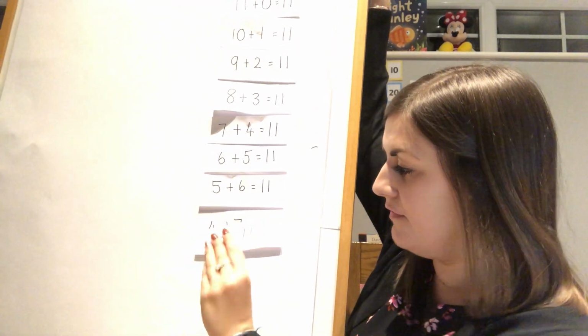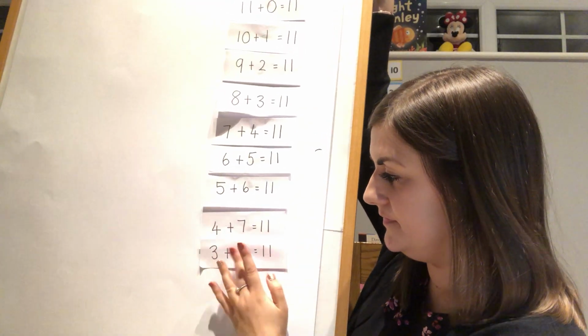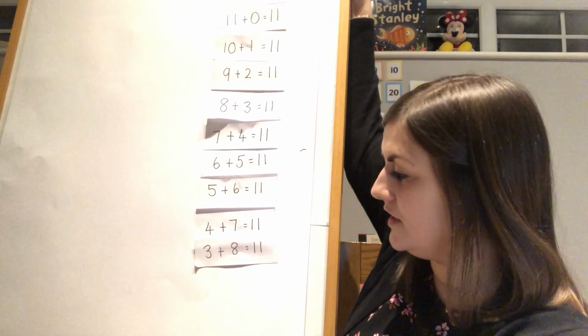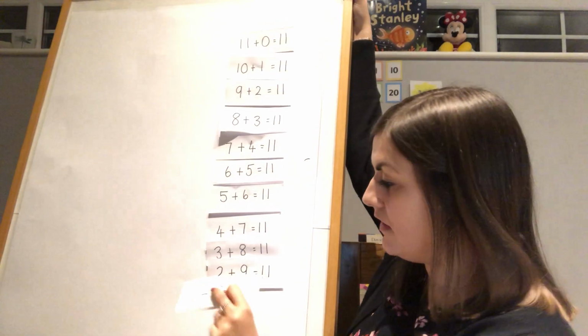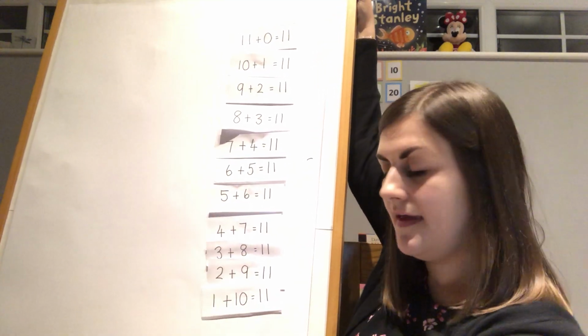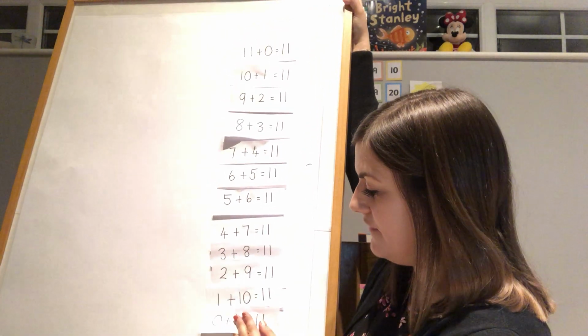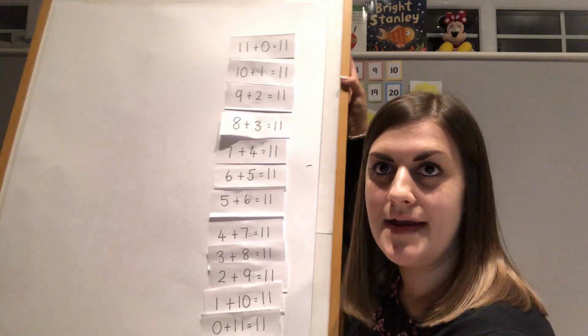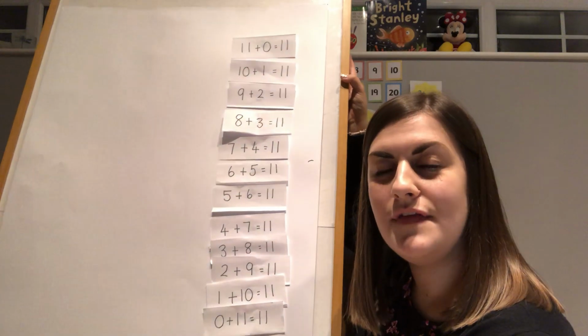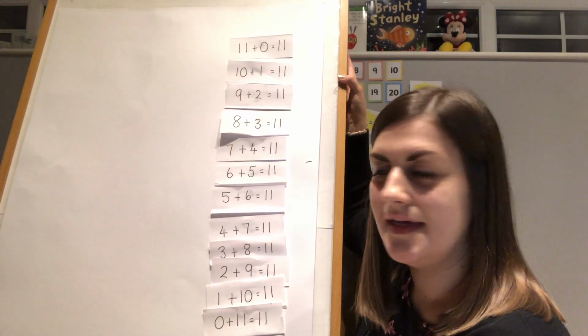Then we've got 3 and 8. 2 and 9. 1 and 10. And to finish off, 0 and 11. So those are all of our number facts to 11. So hopefully you managed to get all of those.